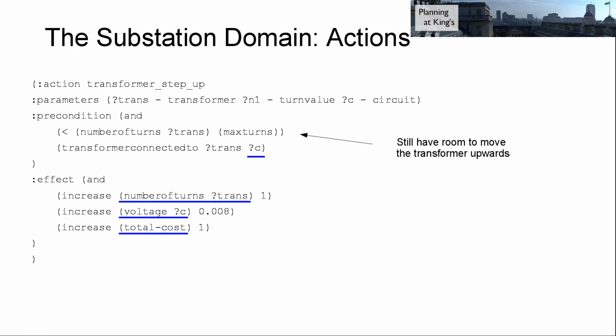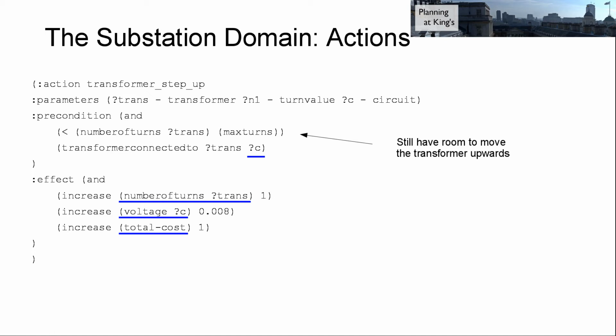And again, we're doing cost minimization, so we want to increase the total cost of our operations by 1. Because really you want to minimize the wear and tear on the equipment. You want to try and find a cheap way of operating the equipment so that your voltage is at the level you want, but you've not spent too much money.